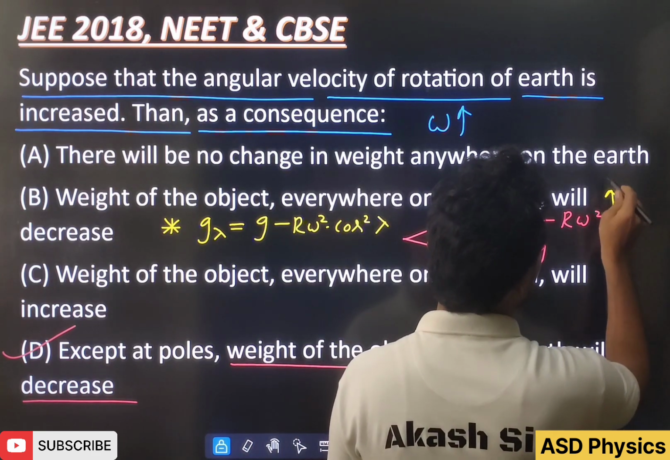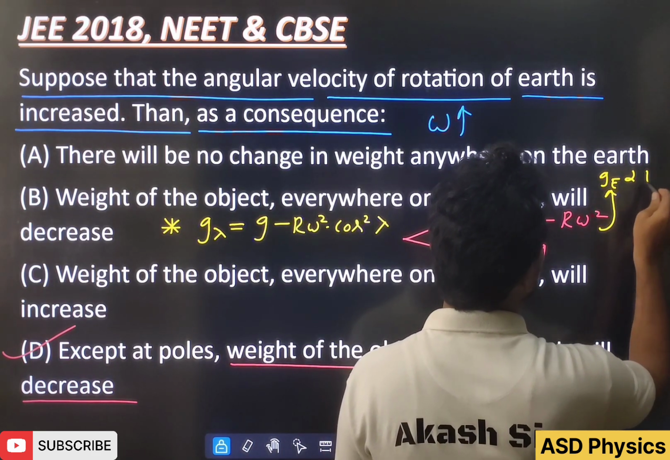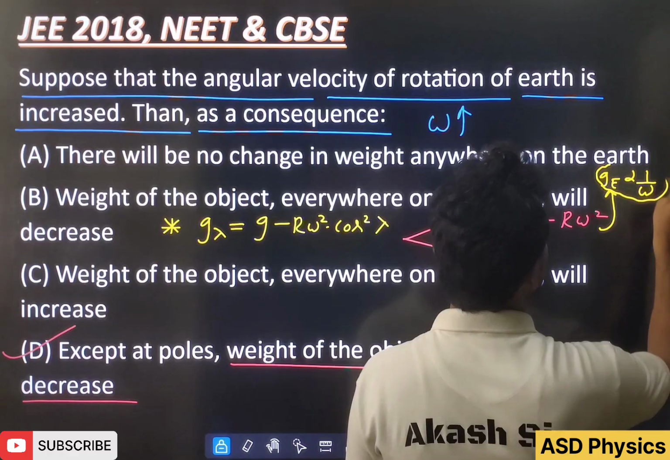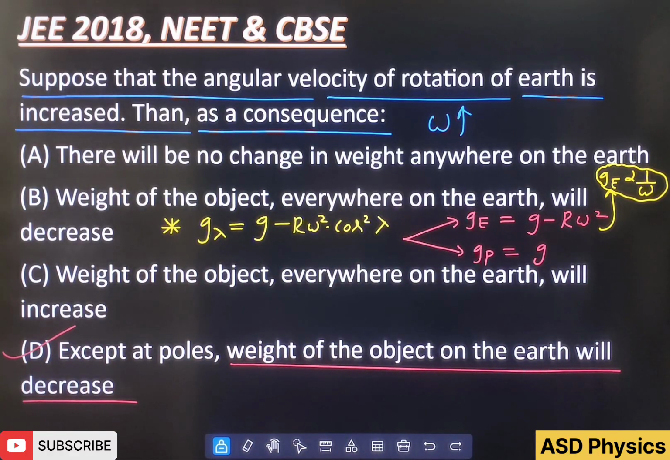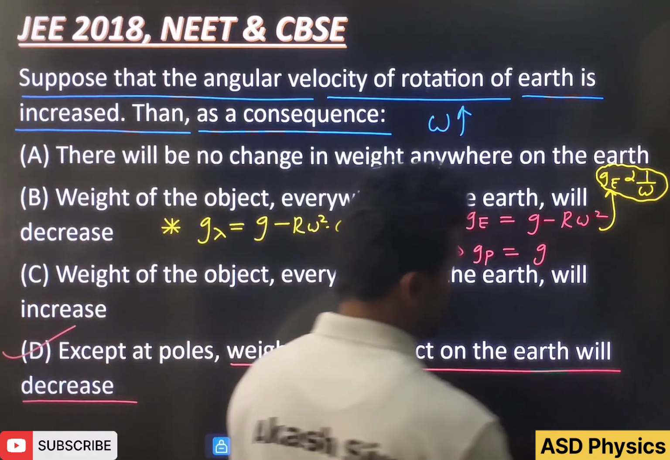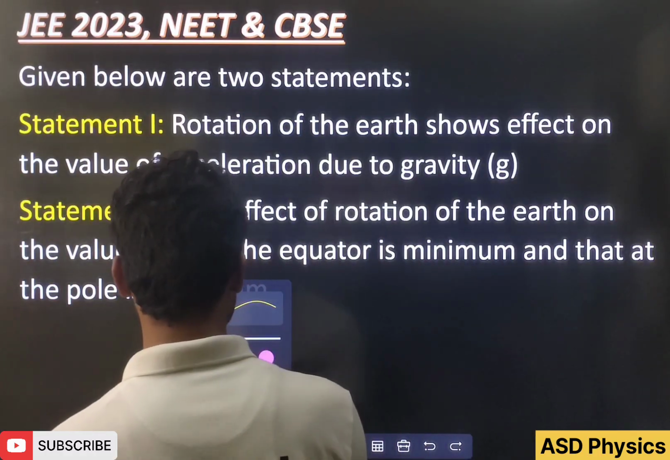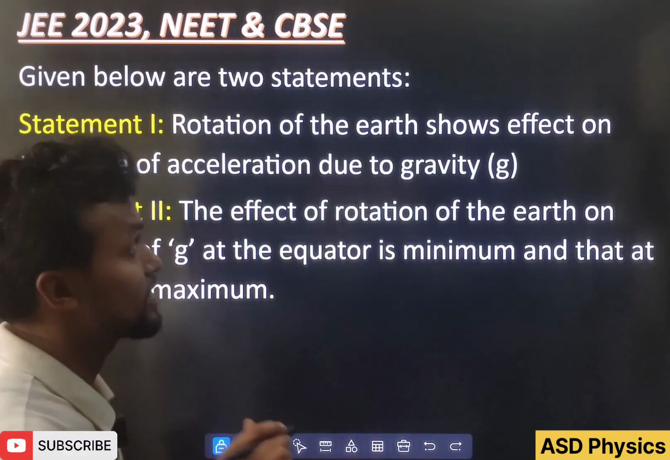So from here I can tell that the gravity at the equator is inversely proportional to omega, because minus is there. So the correct option is, option D is the answer. At the pole, the rotational effect does not matter because lambda is always 90 degrees here. Is it? Great. Let's move to the next one.